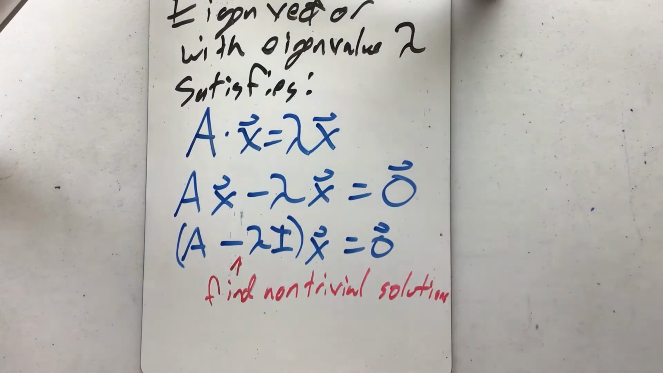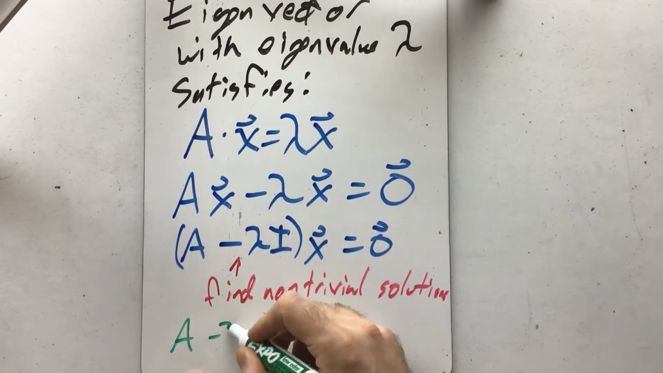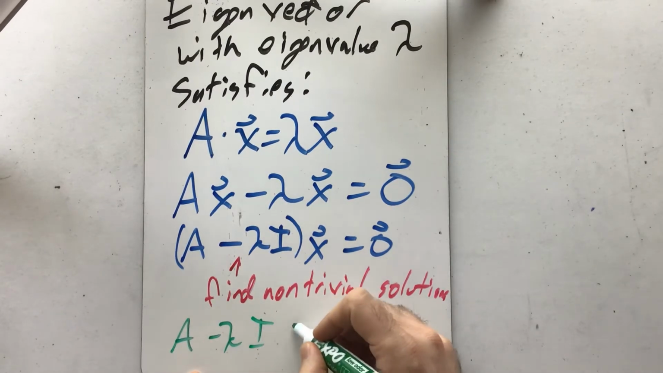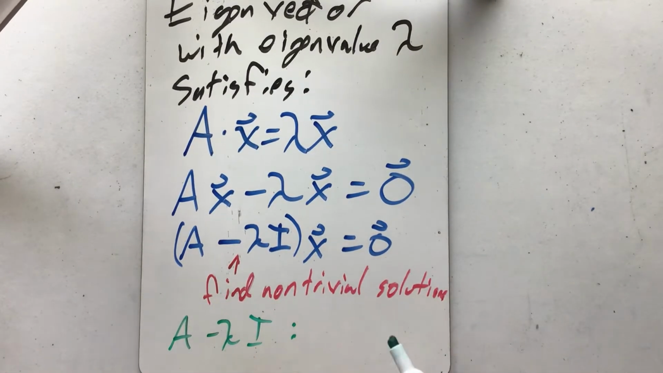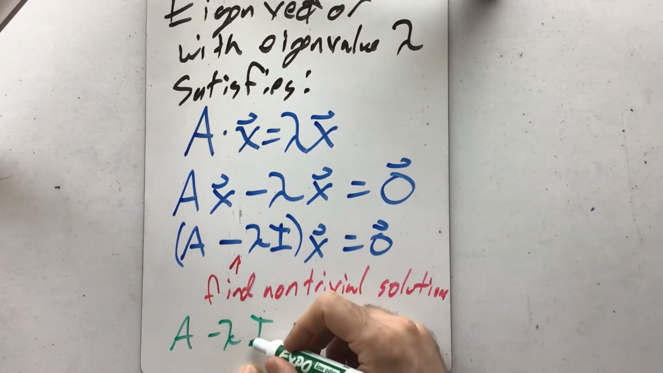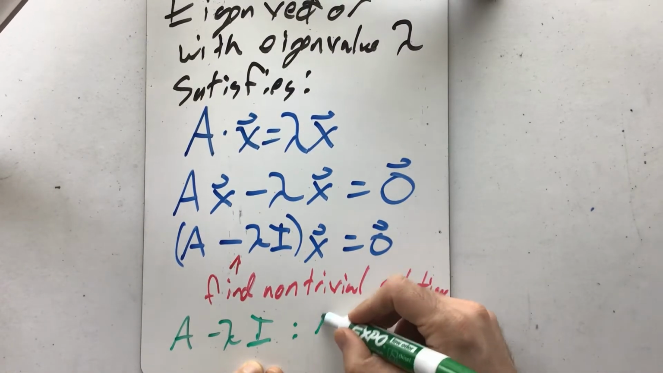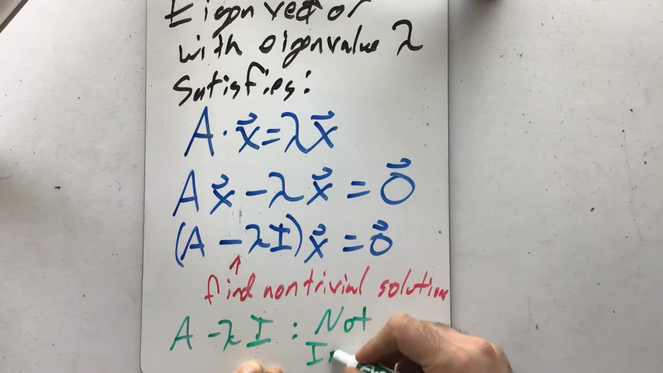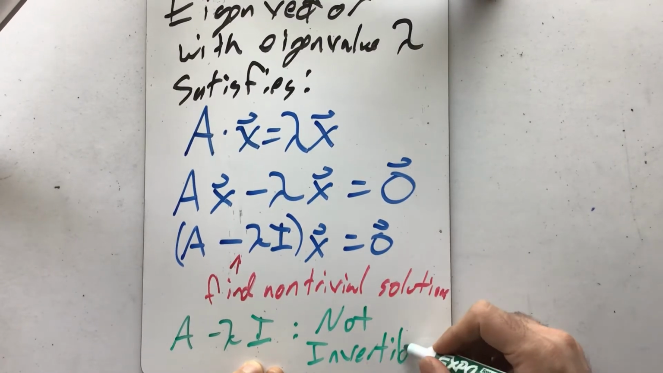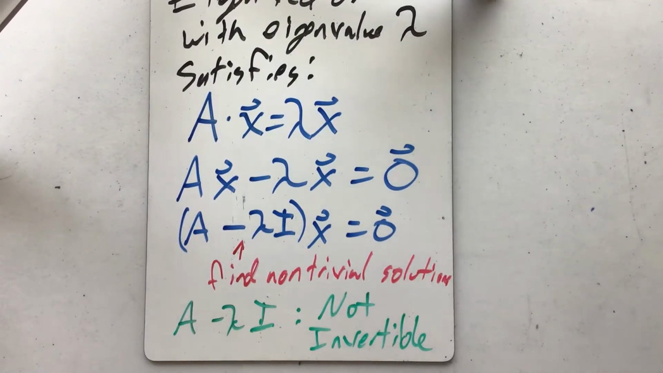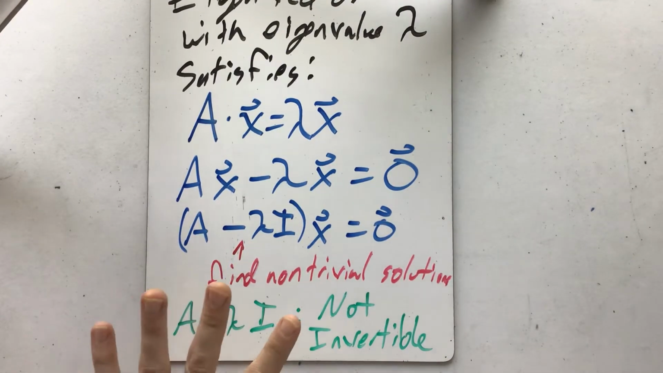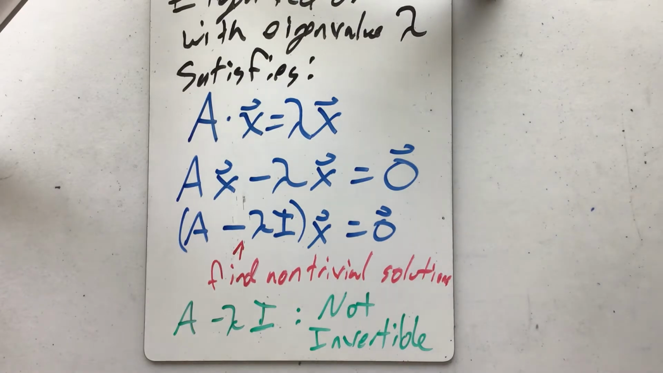I want you to notice what that means. If this has non-trivial solutions, then A minus lambda I satisfies all those requirements that are the same as being not invertible. That's actually an important idea, because once we know that we have non-trivial solutions, that means it's not invertible, and that means we have a whole long list of things that must all be true.